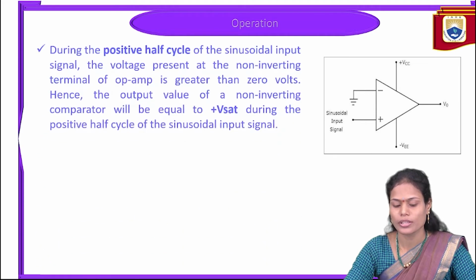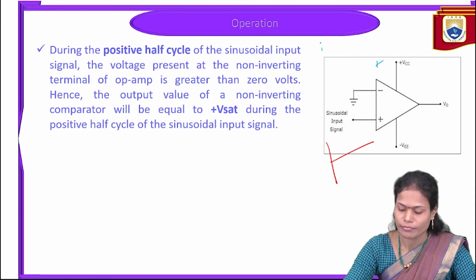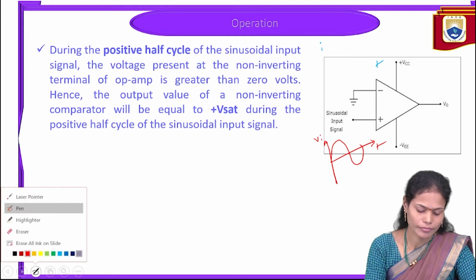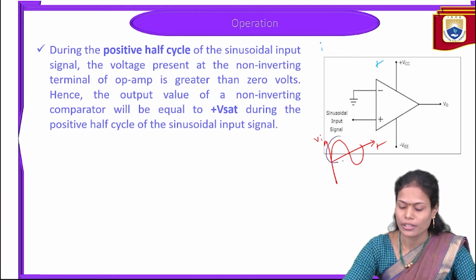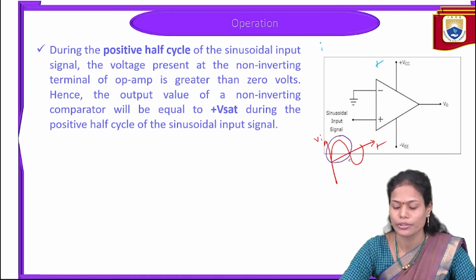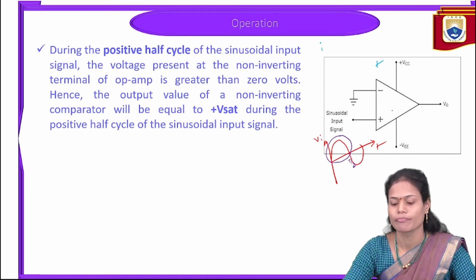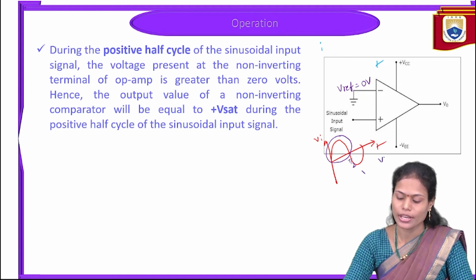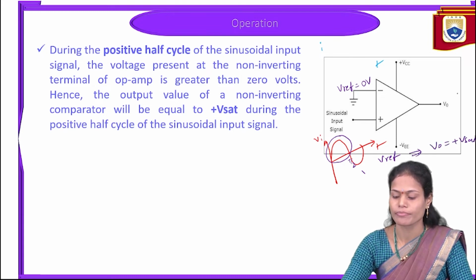In this case, during the positive half cycle of the Vi with respect to T, I am taking only the positive half cycle from 0 to T by 2. So what will happen? This is 0 volts. V reference is 0 volts. For the positive half cycle, the input voltage is greater than the reference voltage, so my output is plus V saturation.